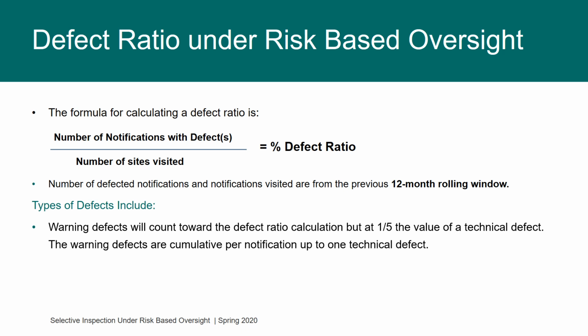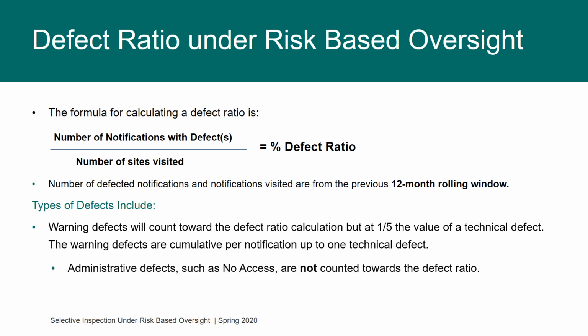One change to defect ratios under RBO is that warning defects are included in the calculation. Warning defects are calculated at 1/5 of the value of a technical defect. The warning defects are cumulative per notification up to 1 technical defect or 1 whole defective notification. Warnings will also accumulate across multiple notifications. Administrative defects, such as no access, call when ready, incomplete fees, or defects flagged as postponement or disregarded, do not count toward the defect ratio.